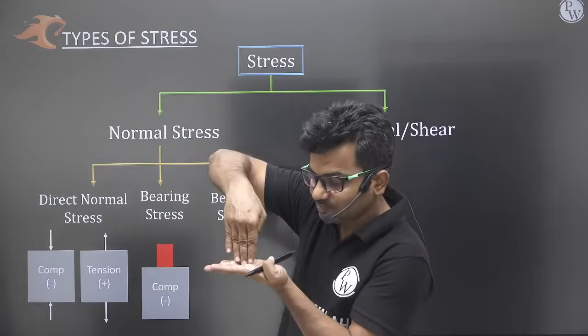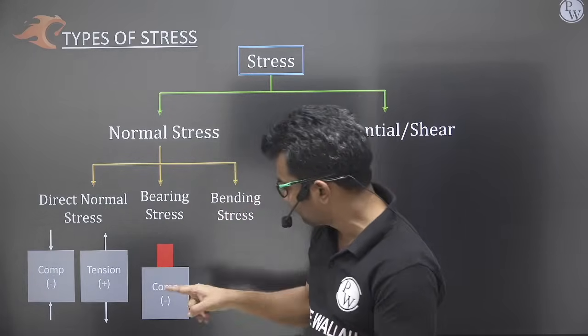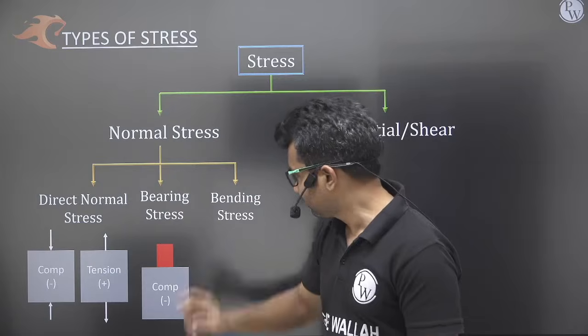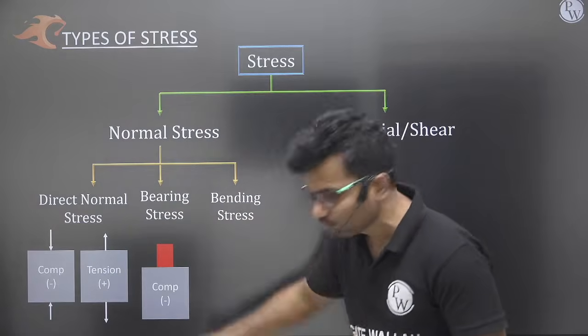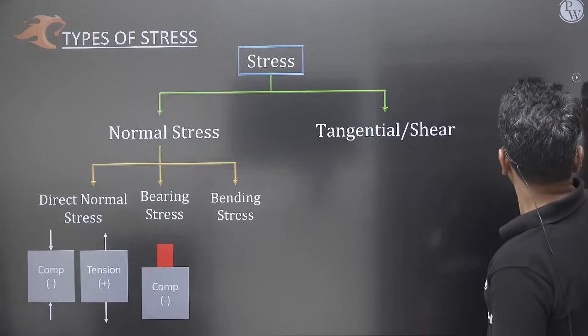One material is bearing over another material. So these will be on the surface only. These are the bearing stresses, and these are again perpendicular to the section. Then let's come to the bending.